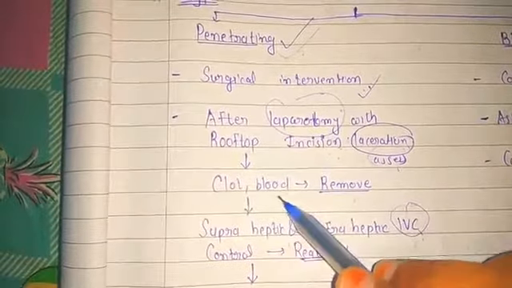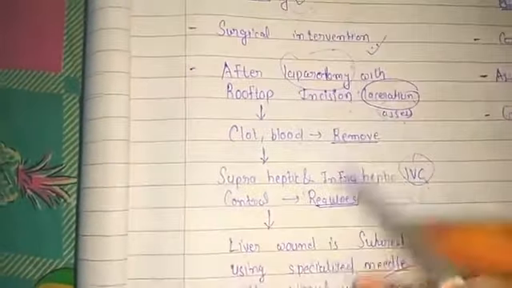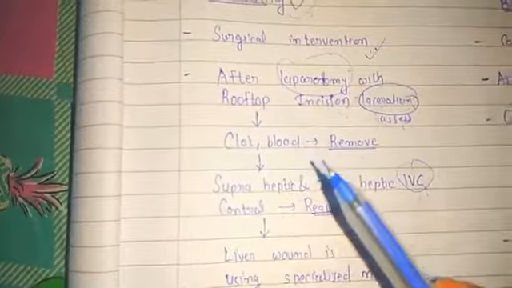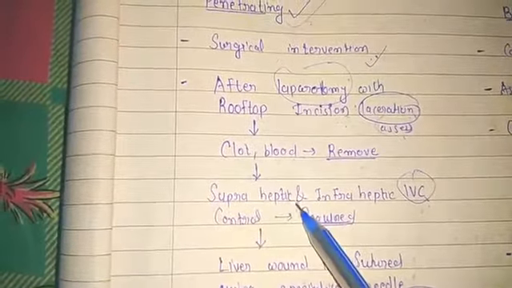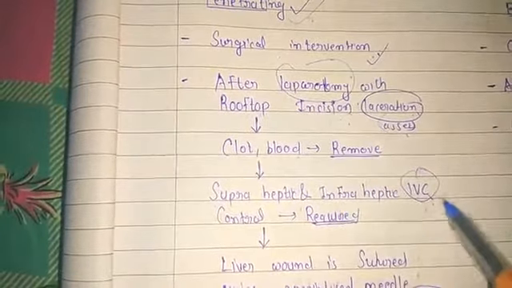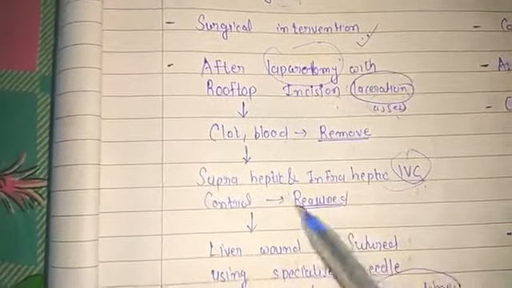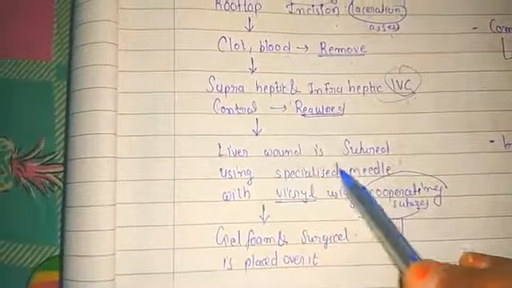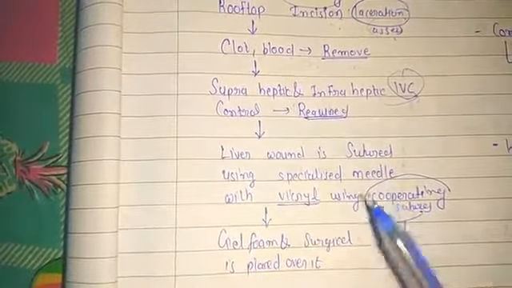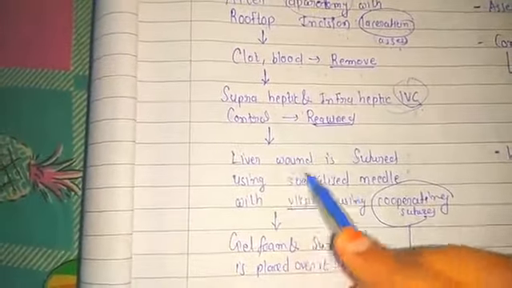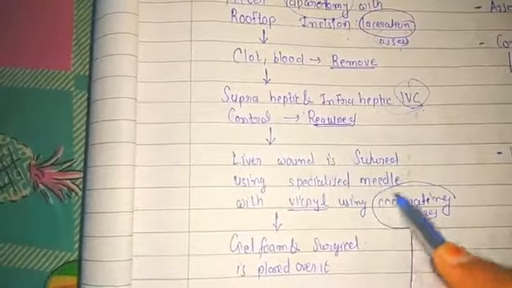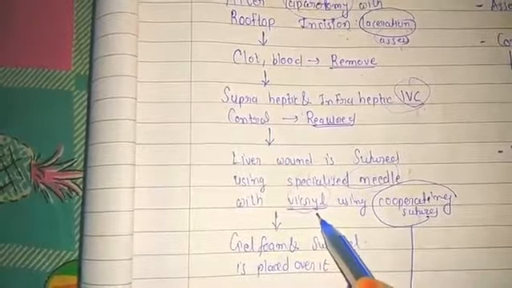Then the clot and the blood should be removed from the path. In liver injury, control of bleeding is a must. So control of the superior hepatic and inferior vena cava is required. The liver wound is sutured using a specialized needle, with vitriol, using cooperating sutures.